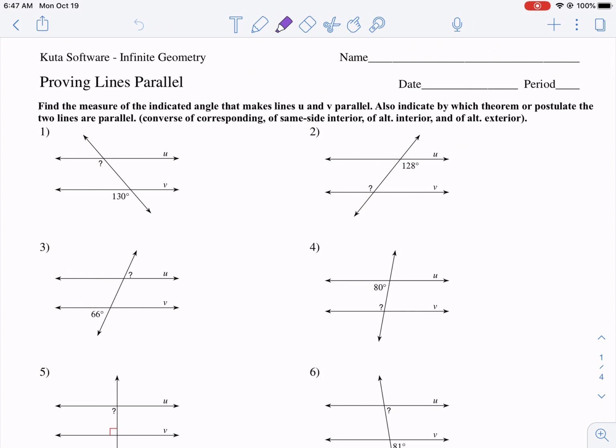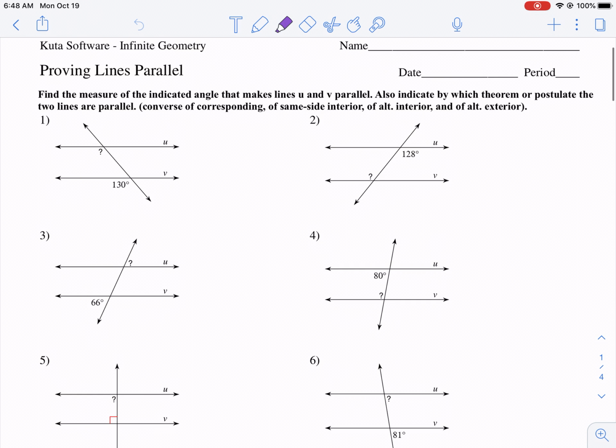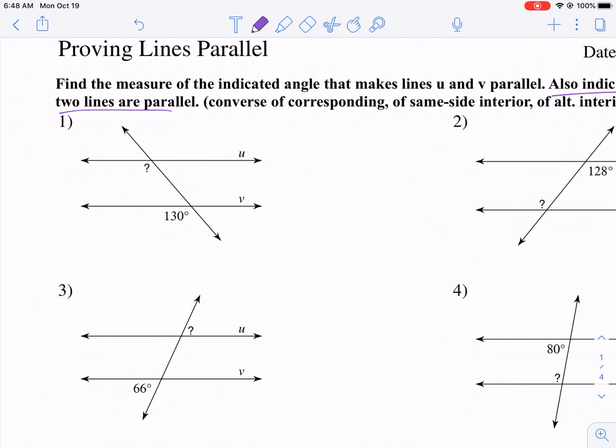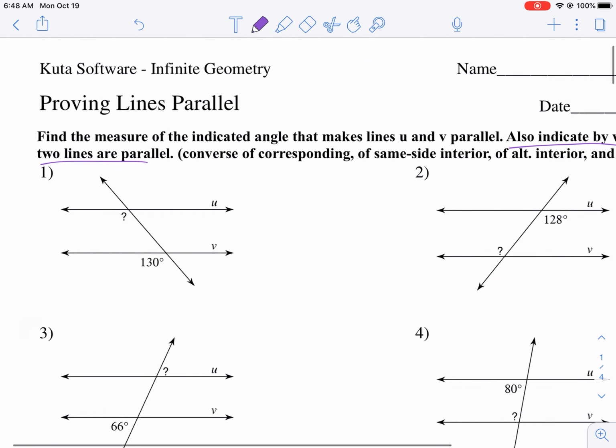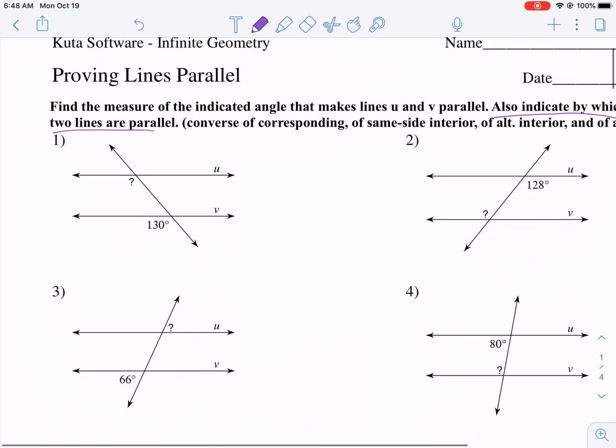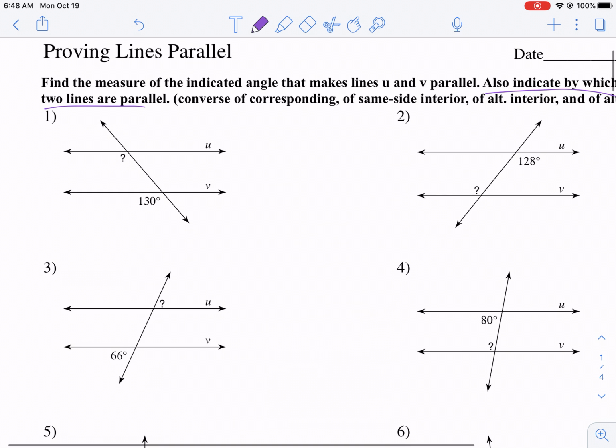This is proving lines parallel, very similar to parallel lines cut by a transversal, just a little bit extra involved. This particular one has been modified. It says to also indicate by which theorem or postulate the two lines are parallel. So let me go ahead and explain. If you are a little confused or lost, I would recommend watching the parallel lines cut by a transversal video first before seeing this one. Let's go ahead and jump right into this then.